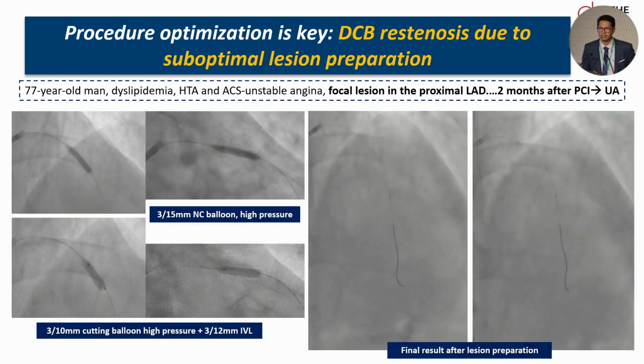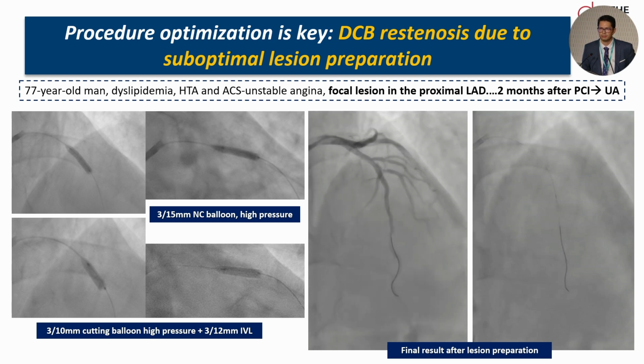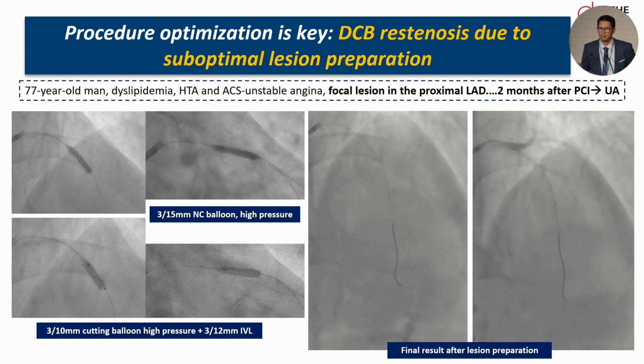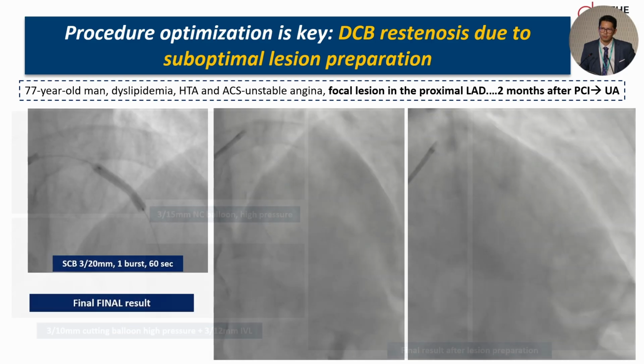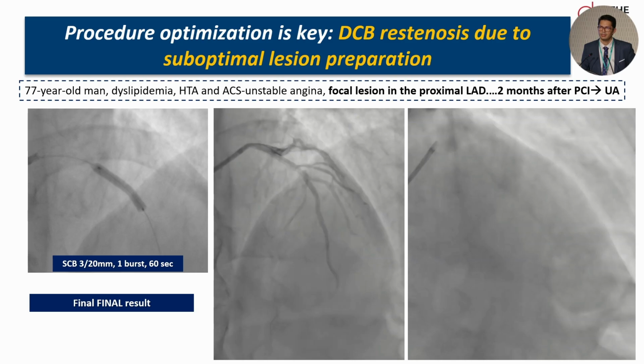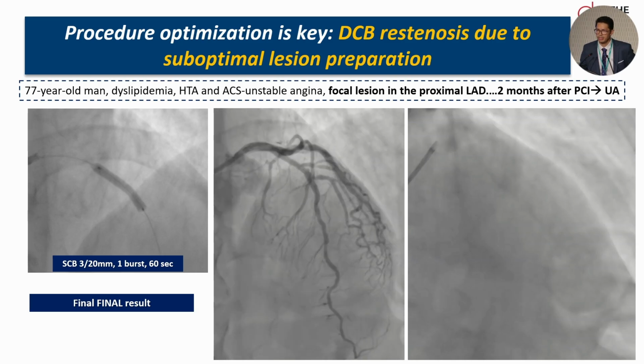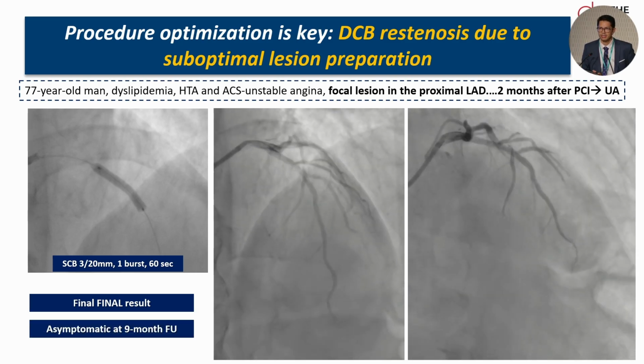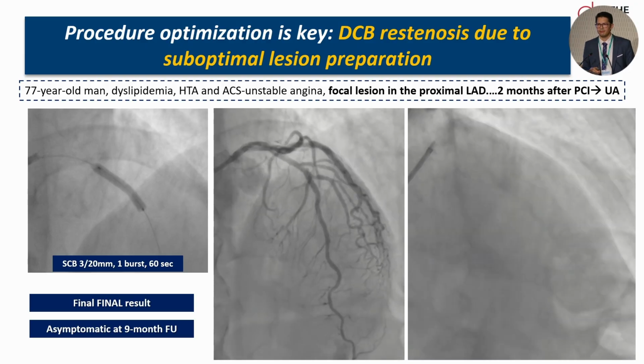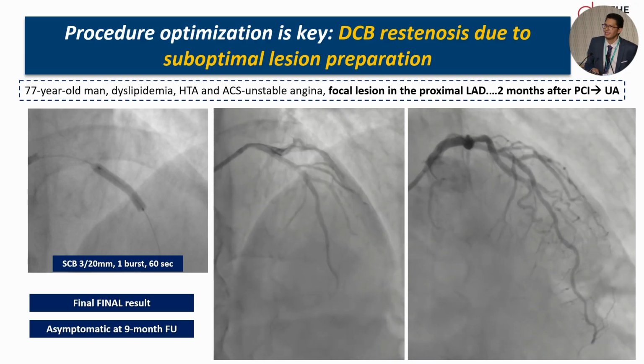So that is what we did. Non-compliant balloon and cutting balloon. This was the final result after lesion preparation. It was fine. We used, once again, a sirolimus coated balloon because we think that the failure was the lesion preparation, not the device. This was the final result, and the patient, almost 1 year after this procedure, was completely asymptomatic.